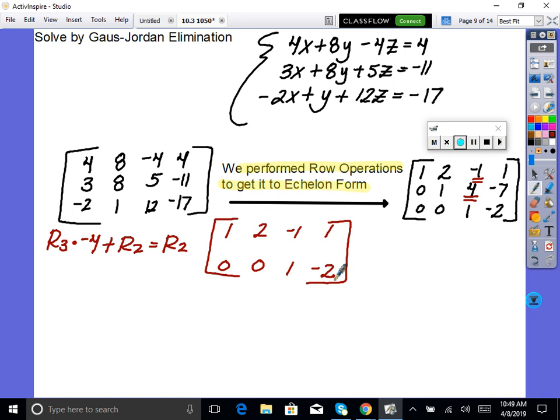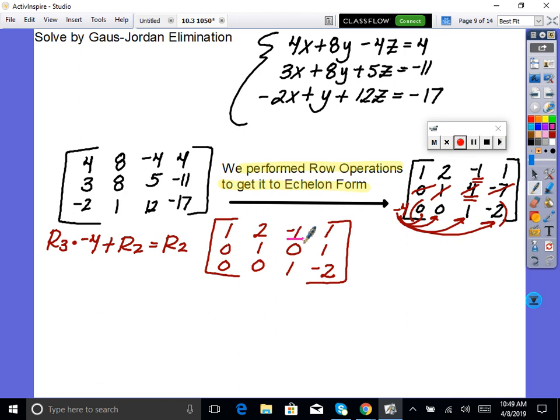All right, so now let's go ahead. Go to row 3, times it by negative 4. So 0 times negative 4 is 0. 0 plus 0 is 0. Negative 4 times 0 is 0. 0 plus 1 is still 1, isn't it? Negative 4 times 1 is negative 4. Negative 4 plus 4 is 0. And then negative 4 times negative 2 is positive 8. Positive 8 minus 7 is 1.